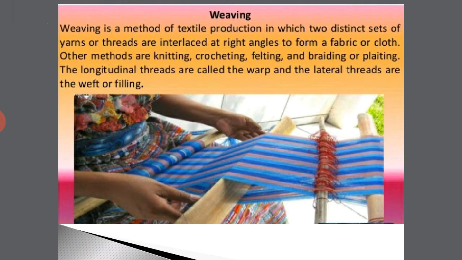Now weaving. Weaving is a method of textile production in which two distinct sets of yarns or threads are interlaced at right angles to form a fabric or cloth. Other methods are knitting, crocheting, felting, braiding, plaiting. The longitudinal threads are called warp and the lateral threads are called weft or filling.